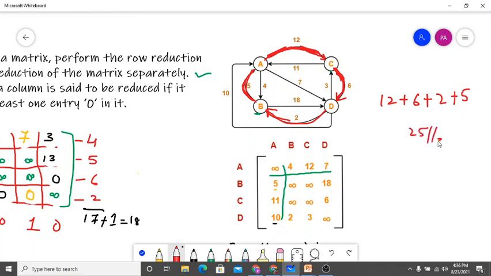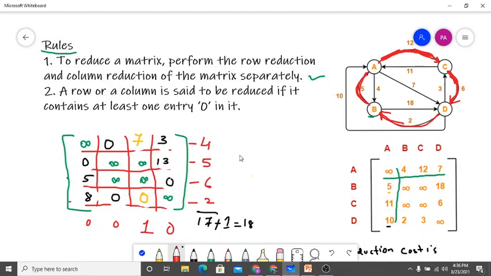We got the answer. So with the help of the branch and bound technique we can solve the problem, and this is the traveling salesperson problem. This problem is the traveling salesman problem using the branch and bound approach.